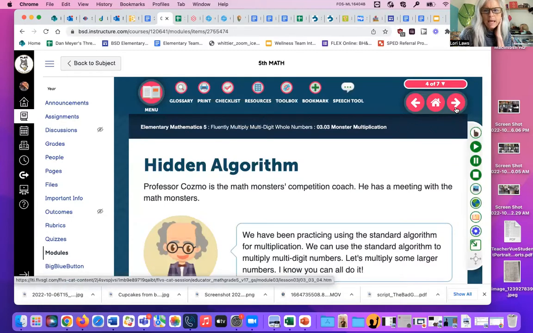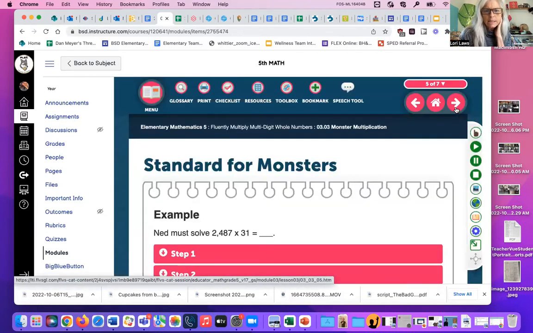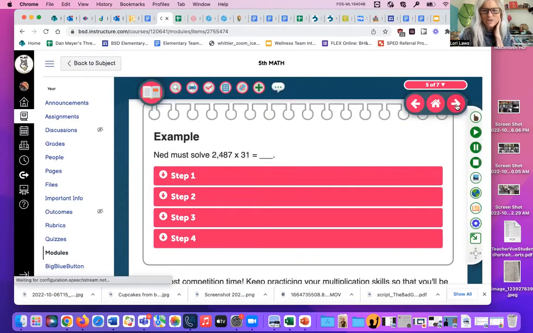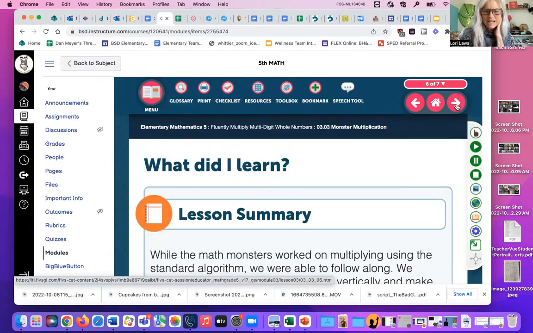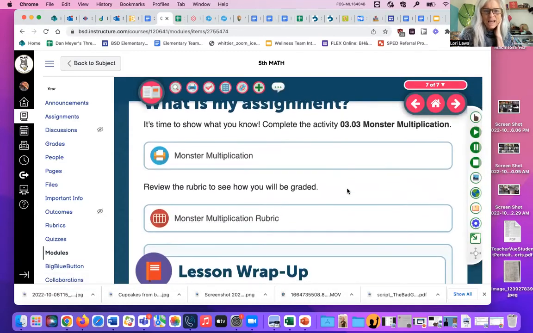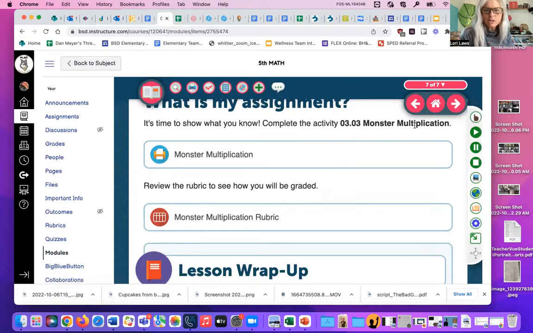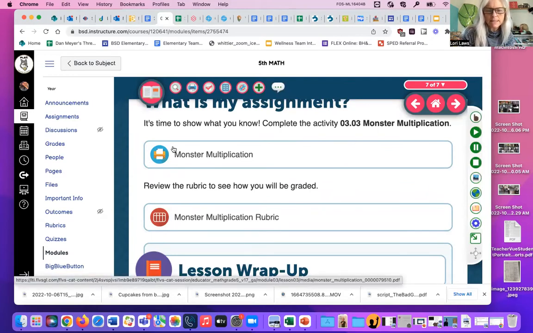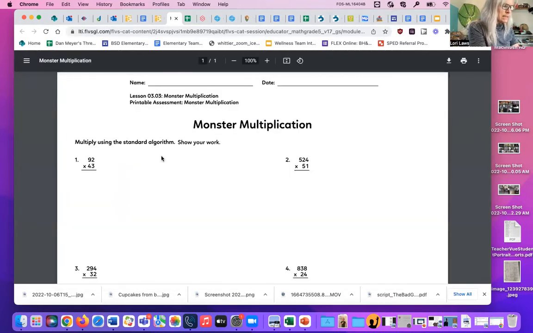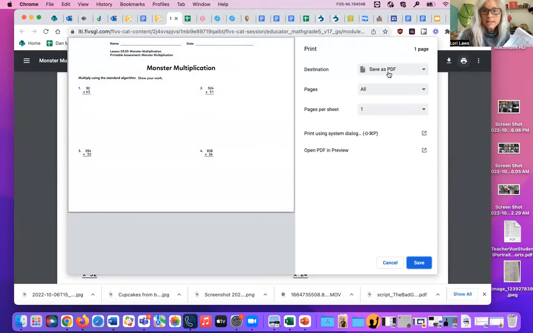And then at the end, it has the standard for monsters. It has the assignment, and you're going to do the monster multiplication. And this time the assignment is actually a page out of your workbook. So you're going to have to print it and take a picture of it and submit it, or use the notebook and submit it, or you're going to have to save it as a PDF, and then you can work on it.